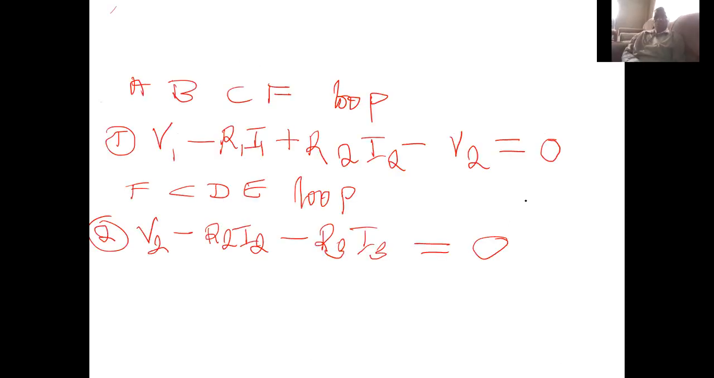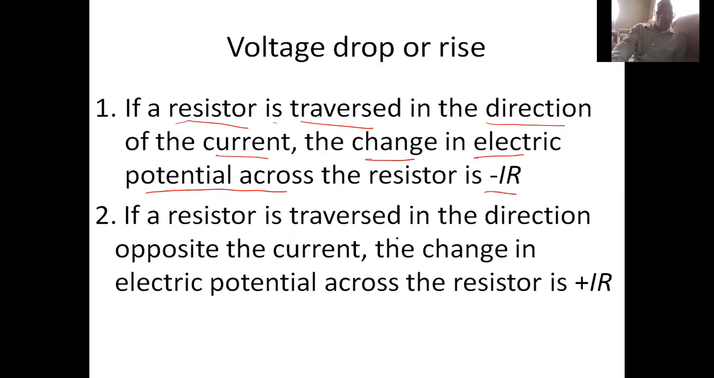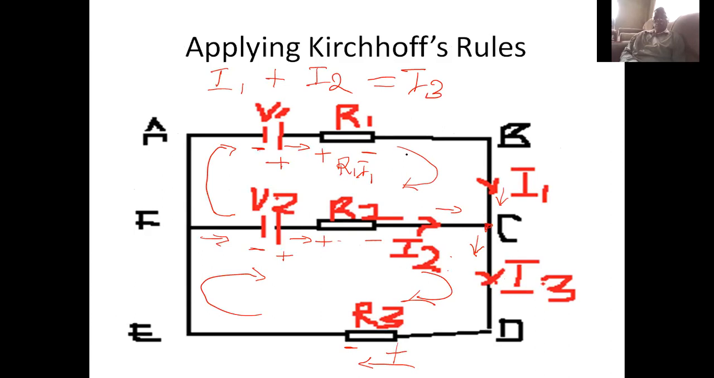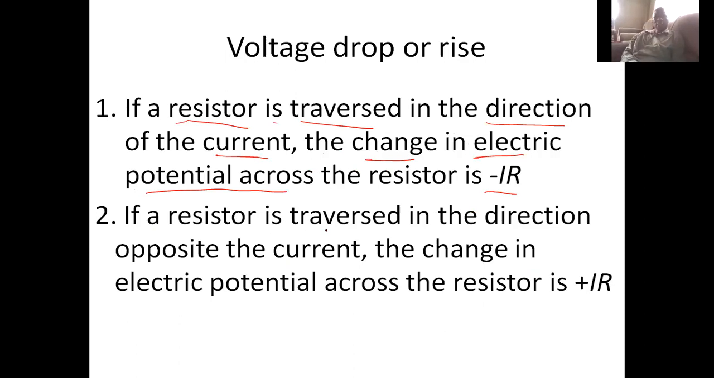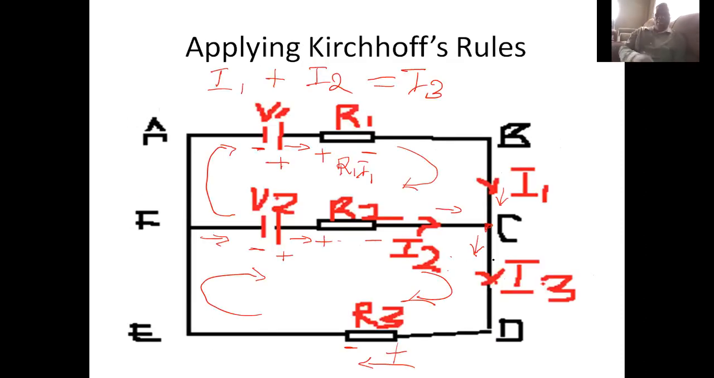That's how we found on loop number one that V2 is negative. It's because we were moving in that direction, and the current was moving in the opposite direction, and therefore here it is negative. Okay, so number one, if the resistor is traversed in the direction of the current, the change in electric potential across the resistor is negative, if the current is flowing in the same direction as you are moving. For example, here we are traversing in the direction of the flow of current. This is the flow of current. As we are moving also, this one becomes negative.